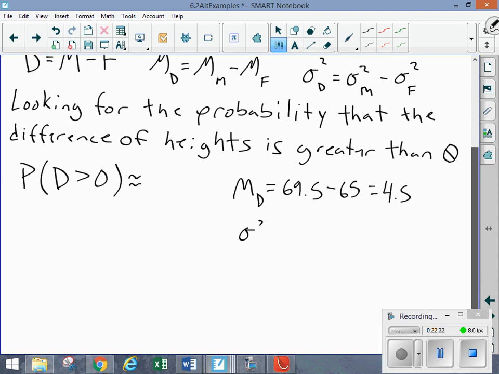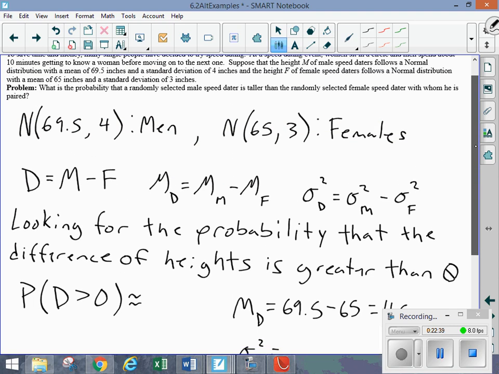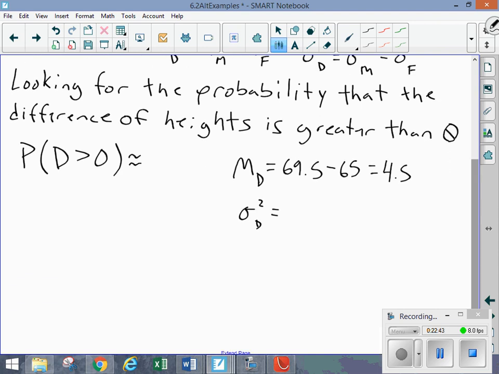And then we'll look at the variance of D. So I'm going to have to square. That's going to be 4 squared plus 3 squared. And don't forget, we have to add them, even though we're finding the difference between the two distributions. It's a very common mistake to subtract. So that is going to be 16 plus 9, which is 25, so the standard deviation is 5.